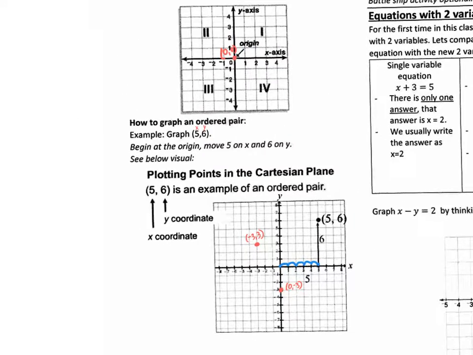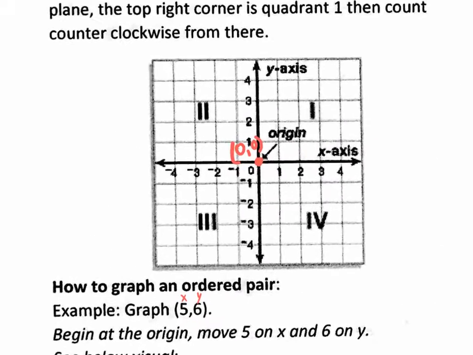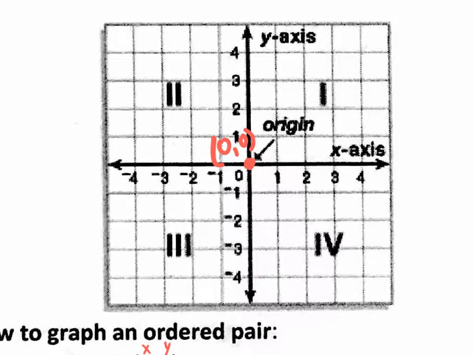Also, in addition to coordinates, we need to know quadrants. Quadrants are the areas of the coordinate plane. So our first quadrant is right here. Our second quadrant is right here. Third quadrant here. Fourth quadrant here. It is counterclockwise. Normally when you look at a clock, you're going this way, but this is actually going backwards.